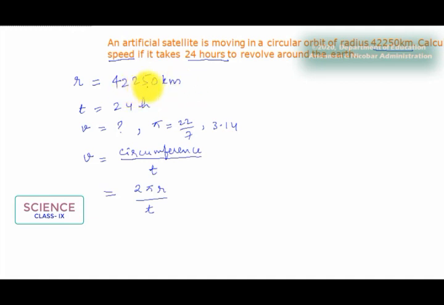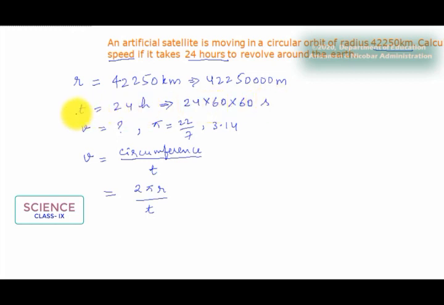So 42,250 kilometer will become 42250 and 3 zeros we need to add. So this will be our radius of the circular orbit. Similarly we need to convert the time which is expressed in hour to second. We know that 1 hour is equal to 60 minutes and each minute has 60 seconds. So 24 hours is equal to 24 into 60 minutes and each minute has 60 seconds. So this will be our time.